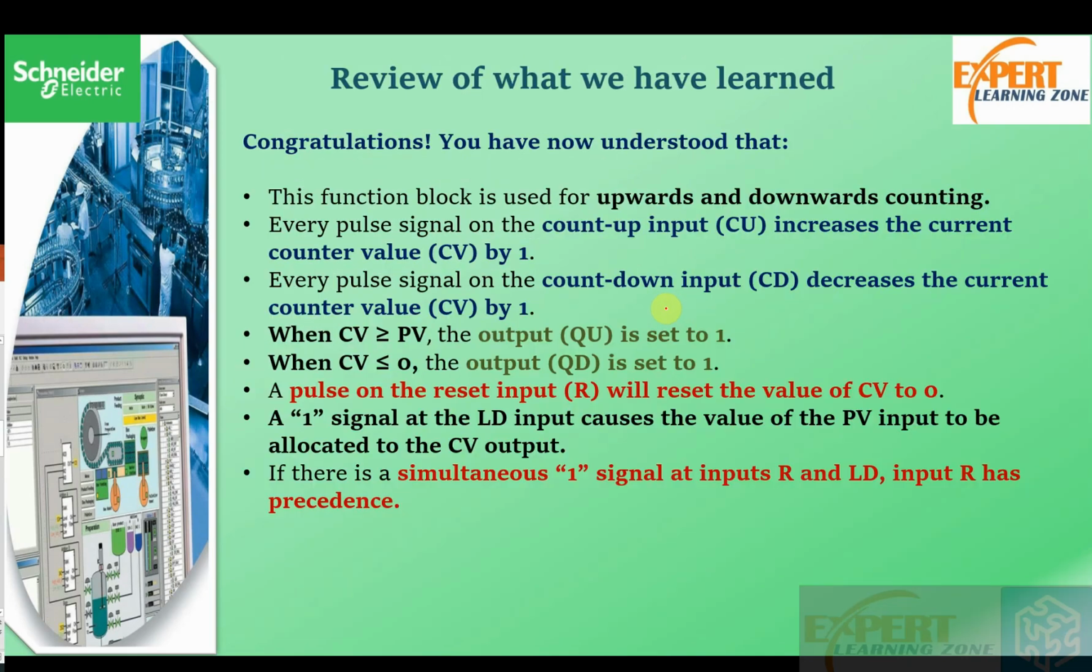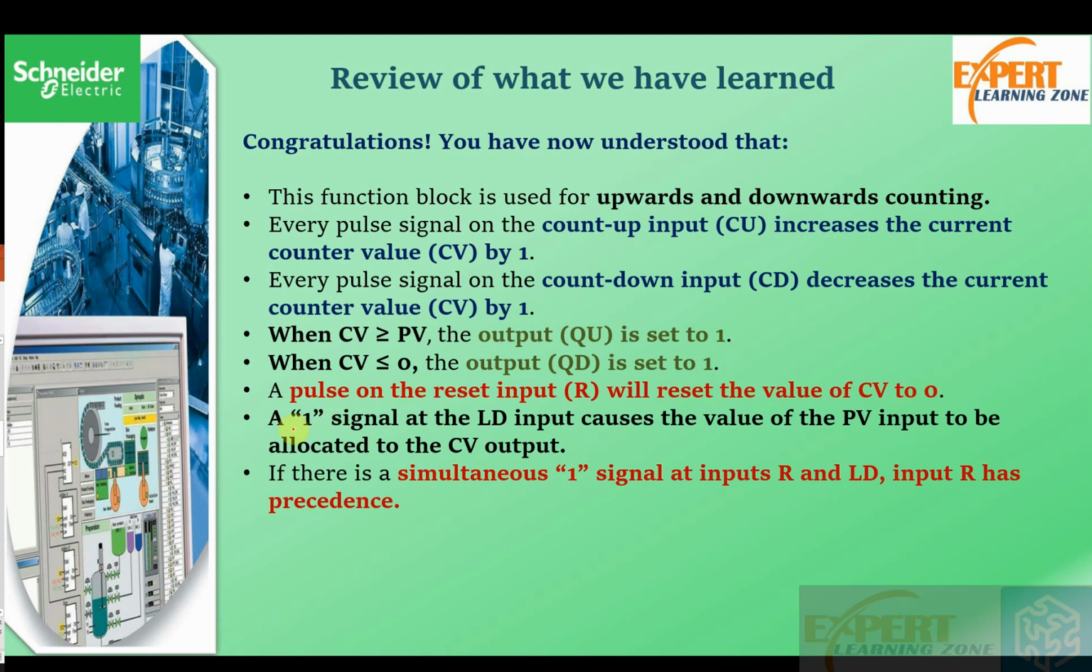All right, so that will bring us to the end of the up-down counter instruction. So let's see what we have understood. This function block is used for upward and downward counting. Every pulse signal on the count up input will increase the current counter value by 1, and every pulse signal on the countdown input will decrease the current counter value by 1. When the current counter value is greater or equal to the preset, then the up output is set to 1, and when the current counter value is 0 or less, then the down output is set to 1. And a pulse on the reset input will reset the current counter value to 0.